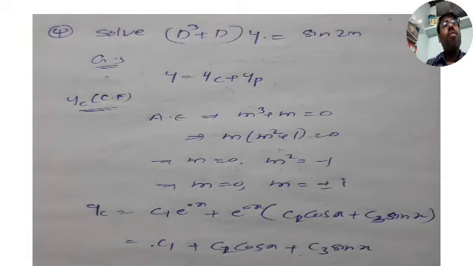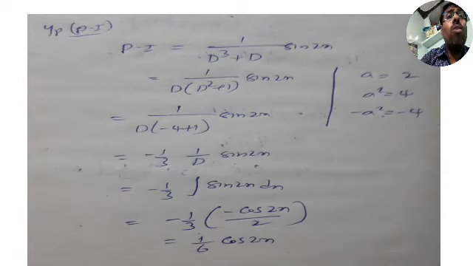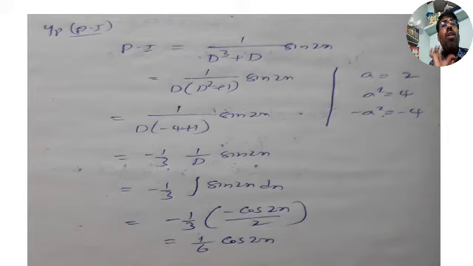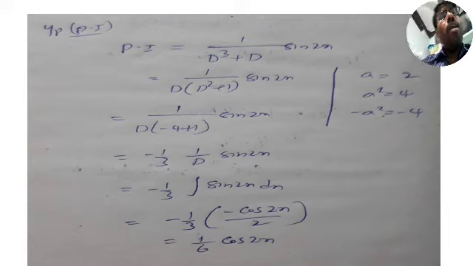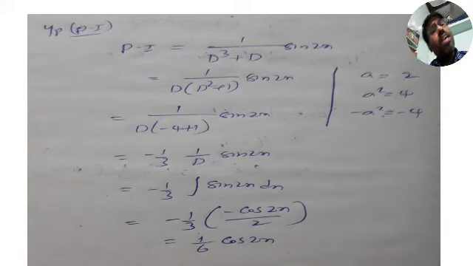Now we have to go for yp. Yp is equal to 1 by d cube plus d of sine 2x. So what is the method? The method is replace d square by minus a square. So in the denominator, what are we having? D cube plus d. No d square, so we need a d square term. If a d term is there, we can rationalize the denominator to get a d square term.